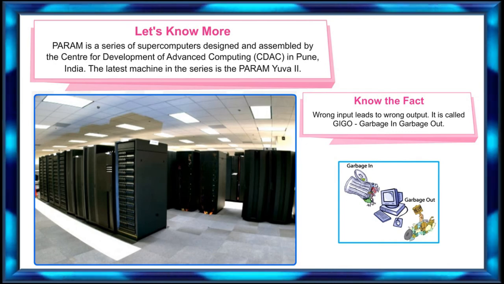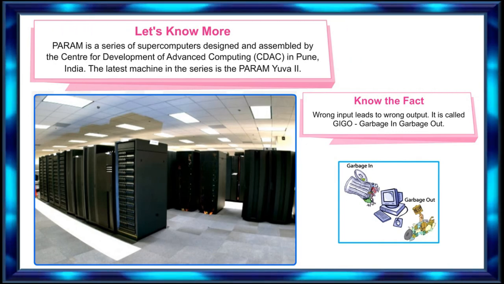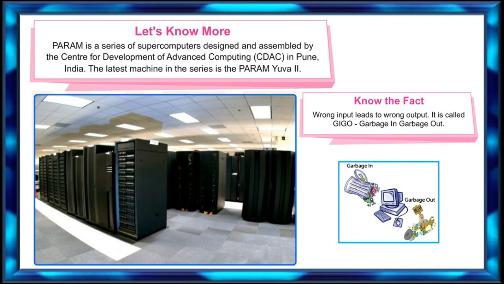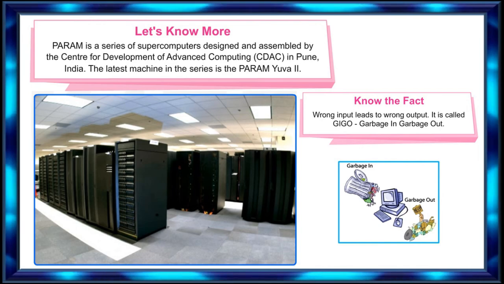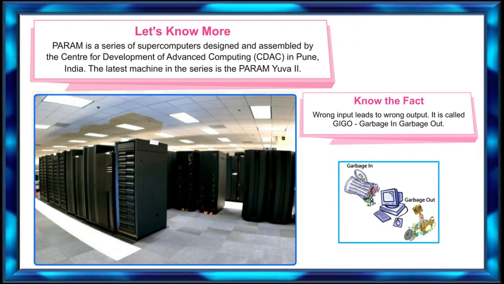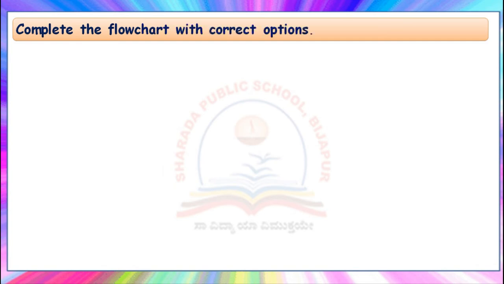Know the fact. Wrong input leads to wrong output. It is called GIGO, garbage in and garbage out. Children, hope you understood about these two as well. Let us solve one activity based on these topics.